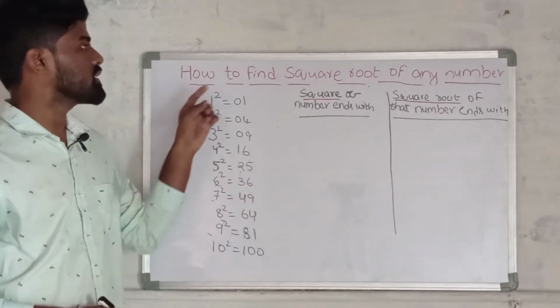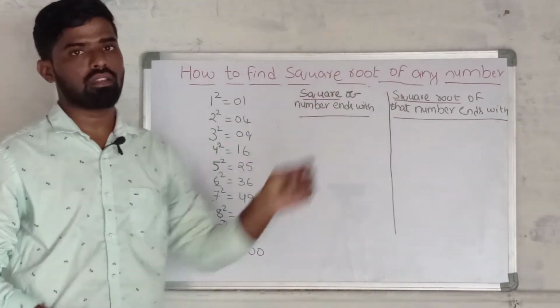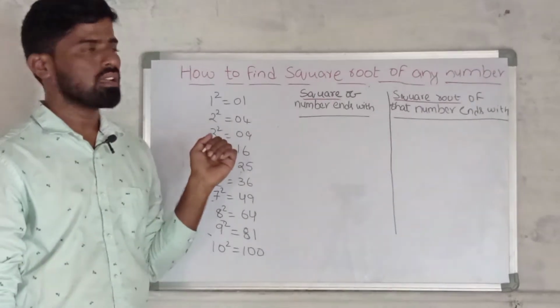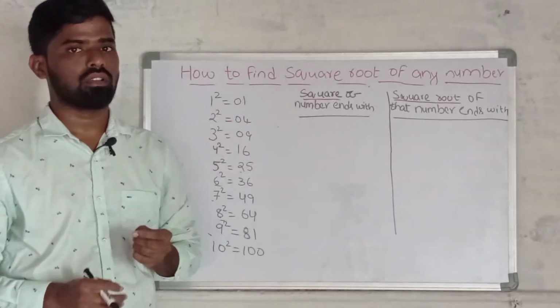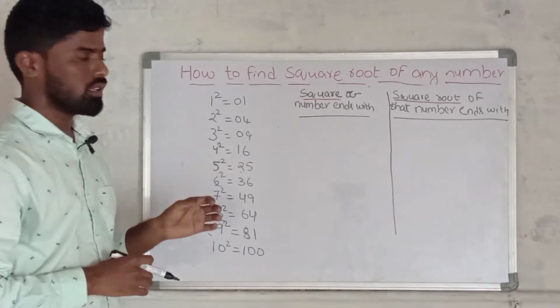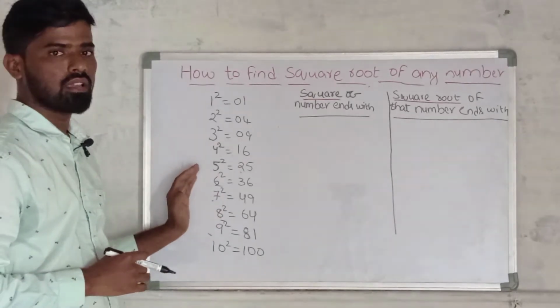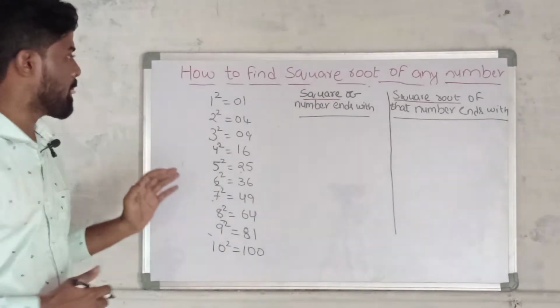In this video we will see how to find the square root of any number. We first discuss the concept, then a shortcut trick for finding square roots. Before going into the topic, there are some rules regarding this topic. I will try to explain it clearly.